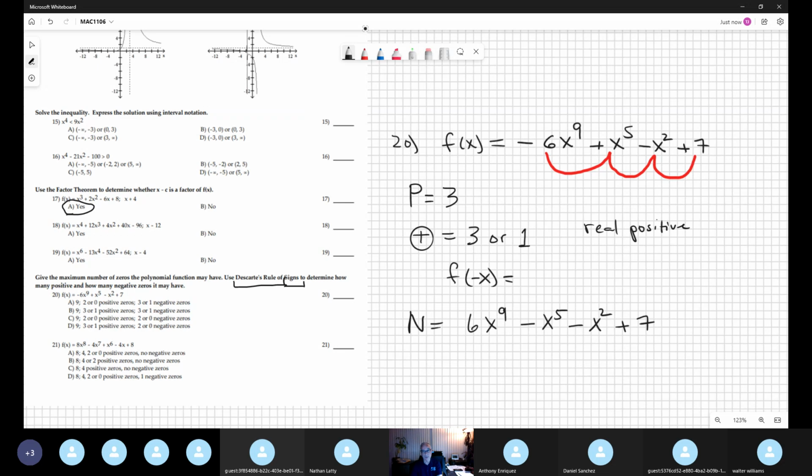Do you understand that part very well or no? Why does 7 stay the same? 7 is a constant. 7 does not depend on x. It is considered like a degree 0, because when the x is missing, it's because the exponent is 0. Okay, wait, I got it wrong. This is 6 x to the 9 minus x to the 5th minus x to the 2nd plus 7. This is my new polynomial after the reflection. So the thing I did was reflection.